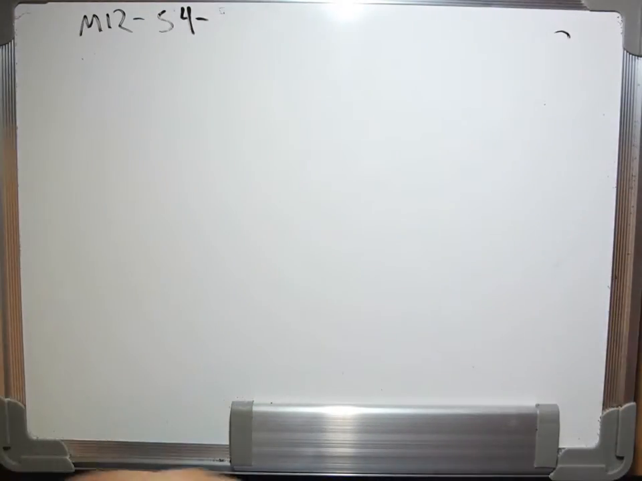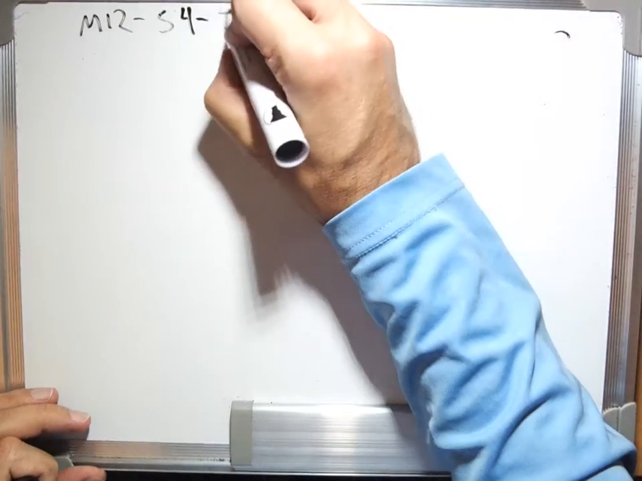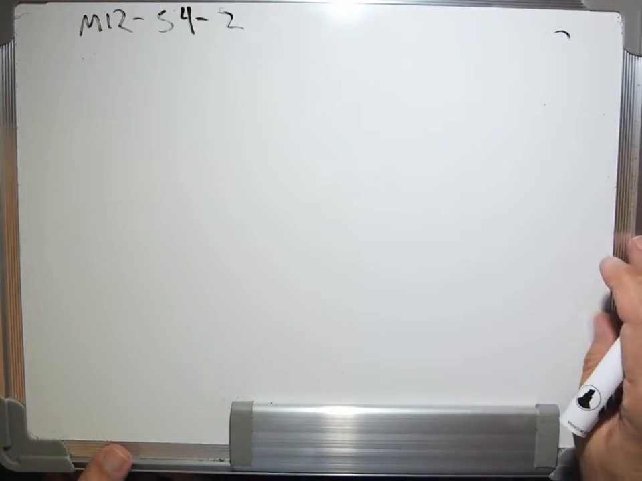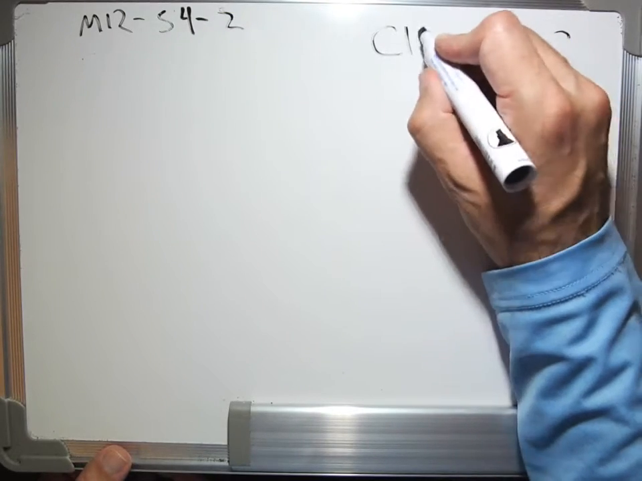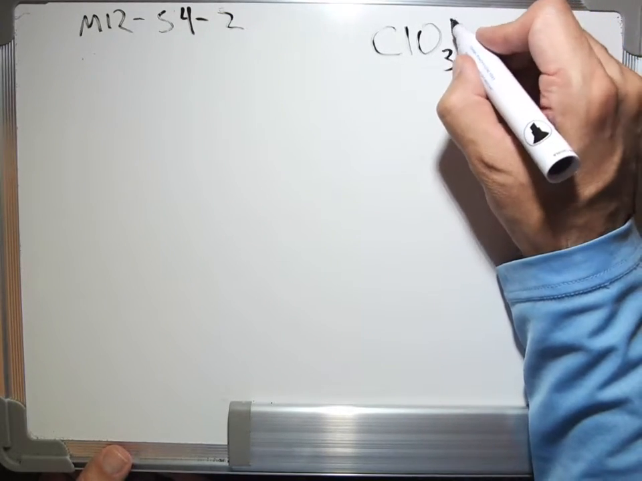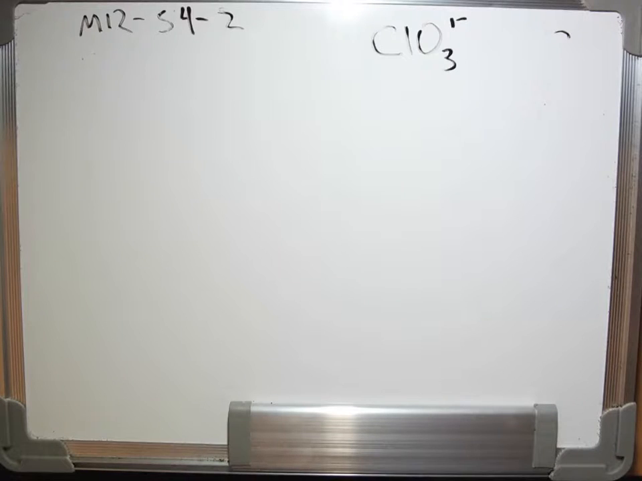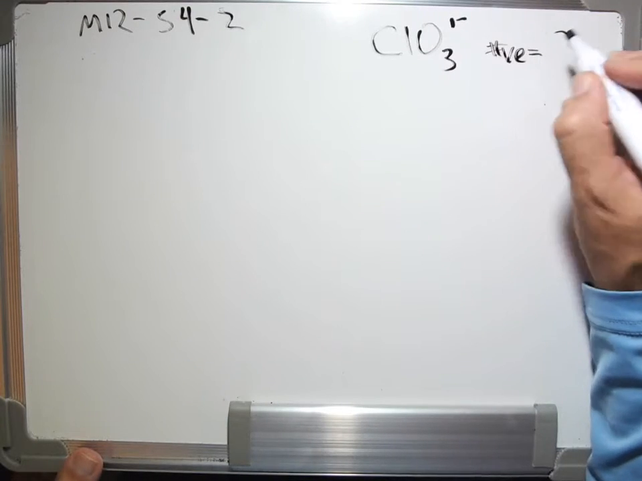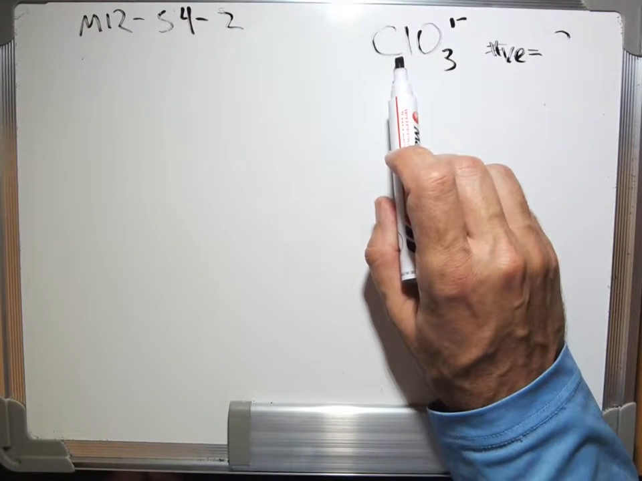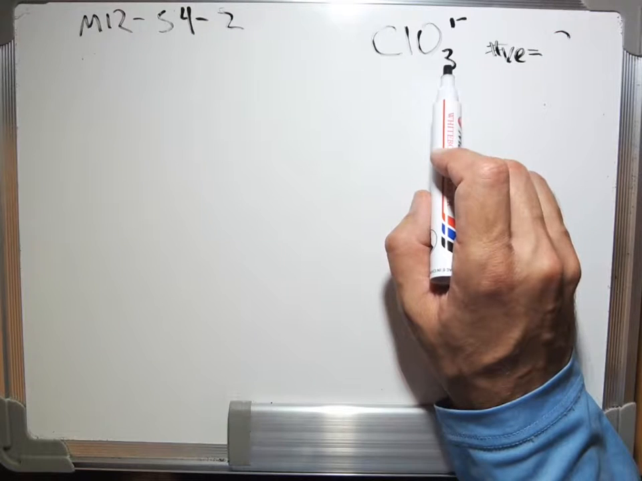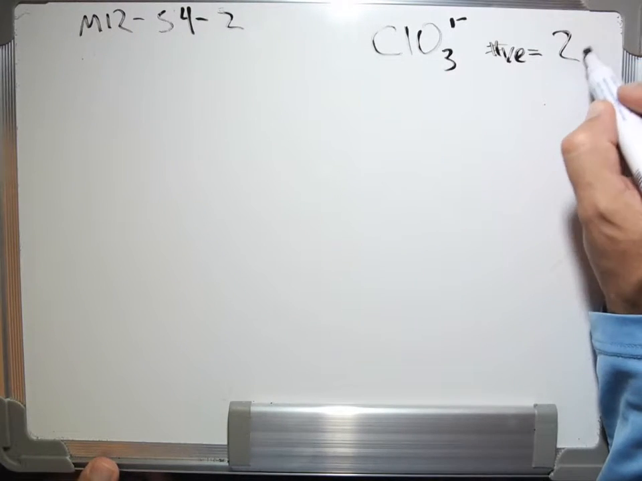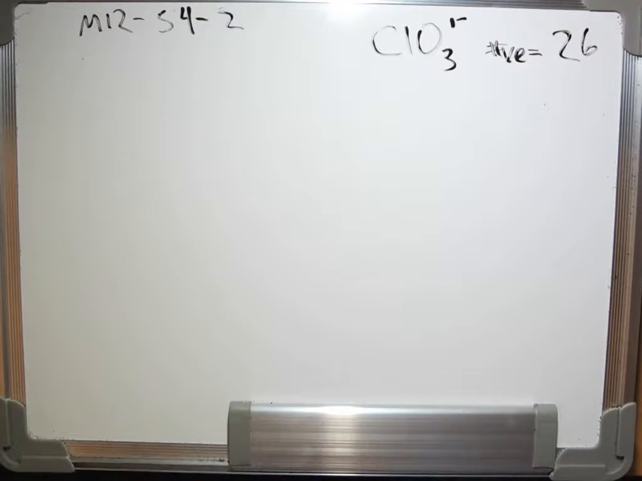And in the next one, we are asked to come up with 3 major contributors to the resonance hybrid for ClO3 1-. This is the chlorate anion. All right, so how many valence electrons do we have to work with here? We have the chlorine in group 7, each of these in group 6, so 18 plus 7 for 25, plus 1 more for 26 valence electrons.